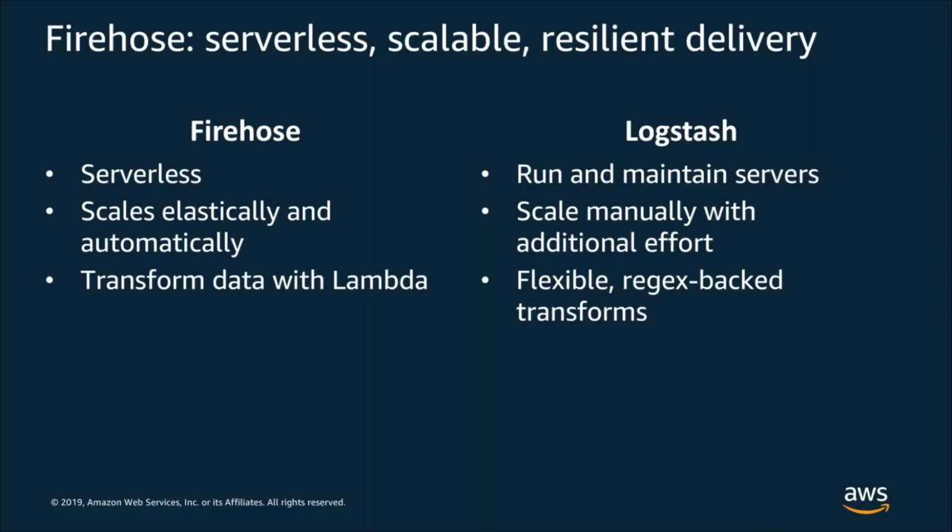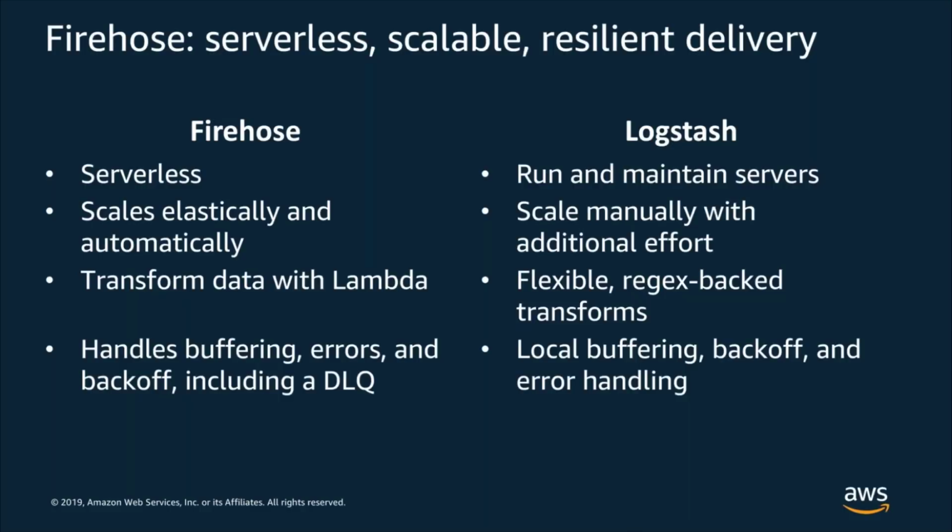With Firehose, you transform your data with Lambda. With Logstash, it has a built-in set of transforms that include regexes and other control flow logic. Logstash can be a little bit easier on the transform. On the other hand, with Firehose and with that Lambda, you have a very generic mechanism that potentially lets you call out to other services to enrich your data with other metadata, and that can make it more attractive.